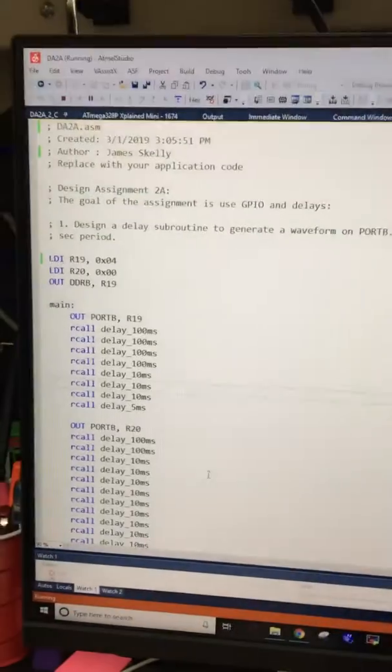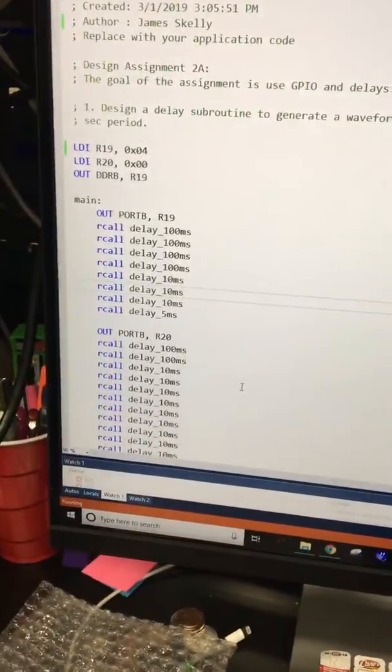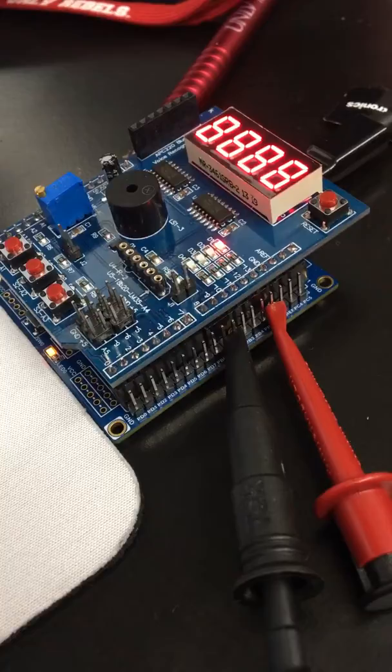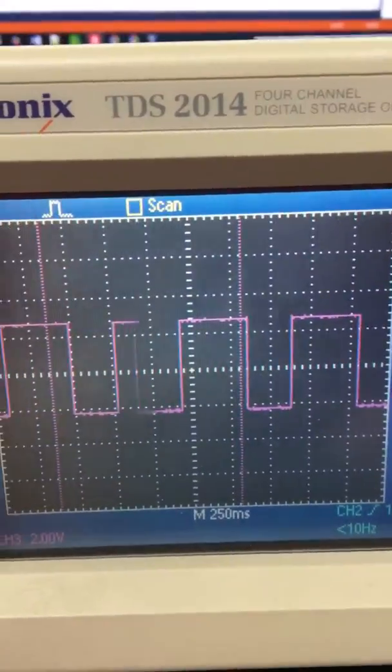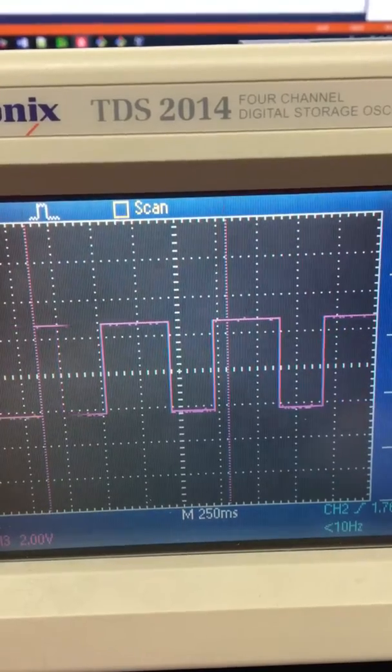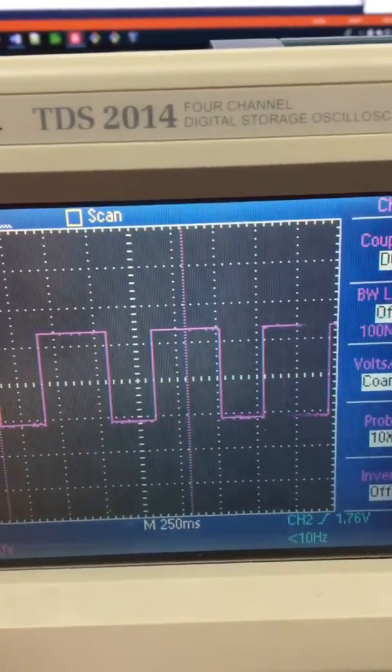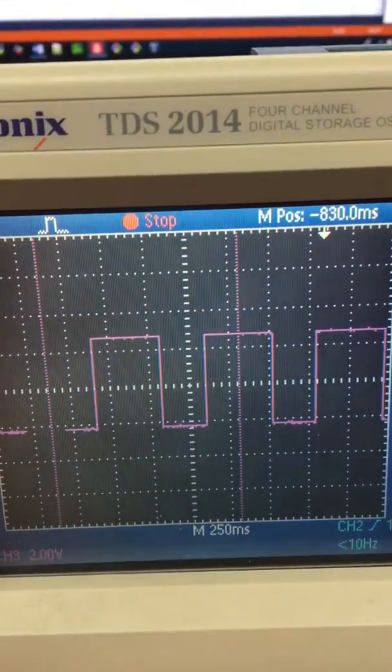I have my assembly code here currently running. You can see that the light is blinking. There's a waveform on the output of this diode, and we're connected to our oscilloscope with a waveform. We can measure the length of a pulse or the period of a waveform by stopping it. I'm gonna stop it, zoom in a little bit.